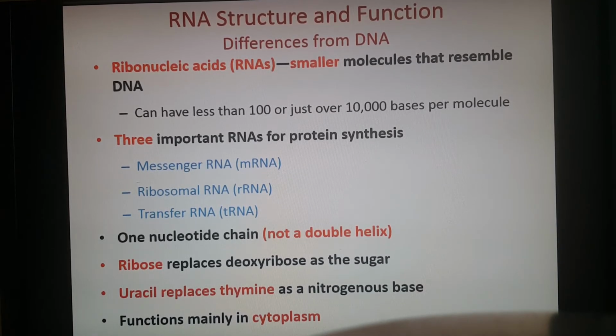There are three different RNAs that can be made, and they all have a job in making proteins. The first one is our messenger RNA. Our messenger RNA is the copy of the gene. The second type of RNA is called the ribosomal RNA. It reads the messenger RNA to look at the pattern of the nucleotides to code for your different amino acids. It also provides kind of like a scaffold for making your protein chain.